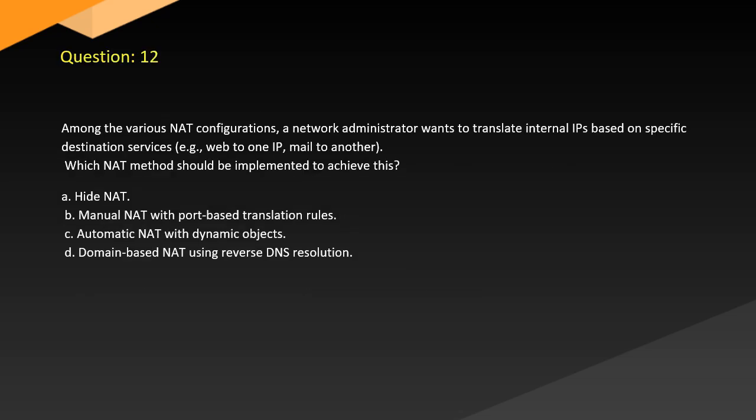Question 12. Among the various NAT configurations, a network administrator wants to translate internal IPs based on specific destination services, e.g., web to one IP, mail to another. Which NAT method should be implemented to achieve this? A. Hide NAT. B. Manual NAT with port-based translation rules. C. Automatic NAT with dynamic objects. D. Domain-based NAT using reverse DNS resolution.